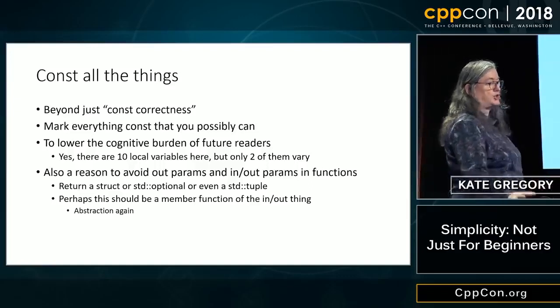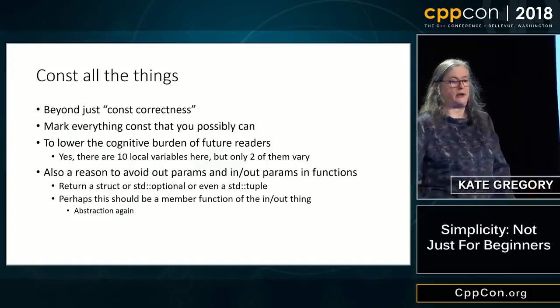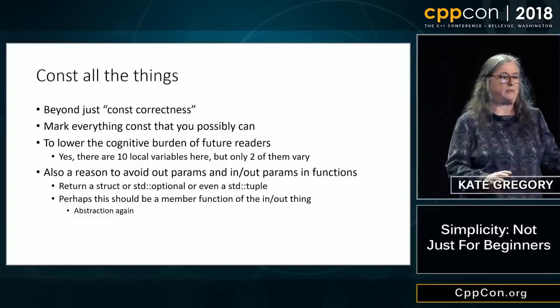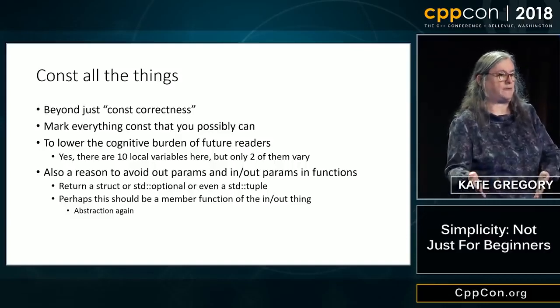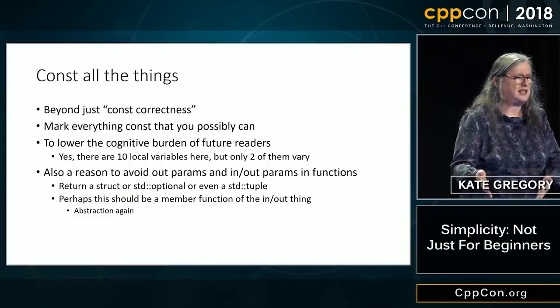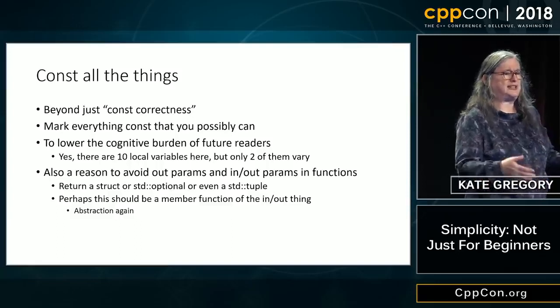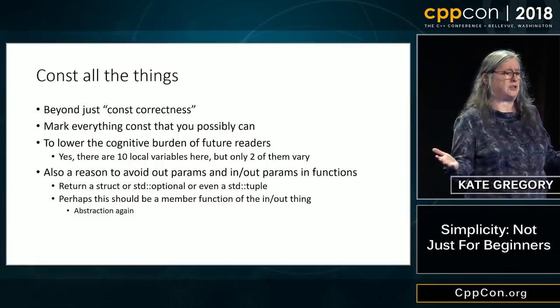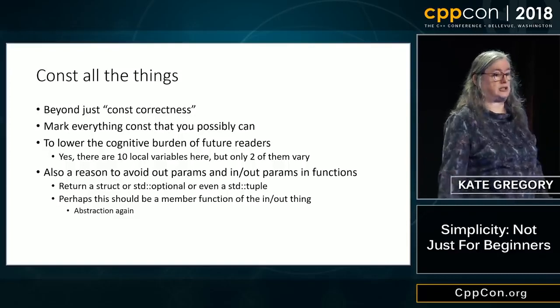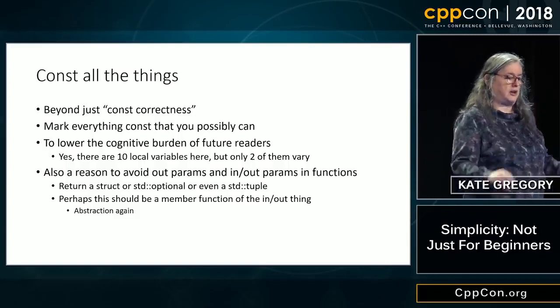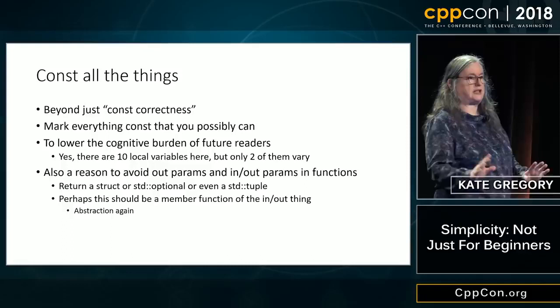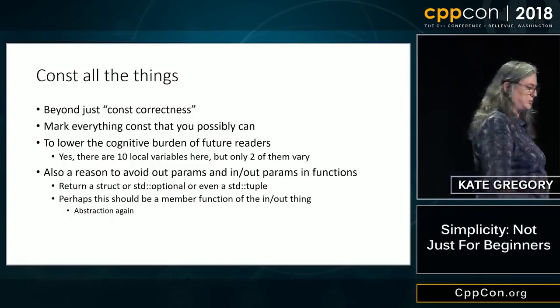And again, maybe this should be a member function of that in-out thing. So if you have an update employee info that takes an employee by reference, what? Why isn't that the employee's update info member function? Which can be non-const. I'm not objecting to non-const functions. So, a lot of times out params are kind of a sign that maybe we're not as encapsulated as we should be.